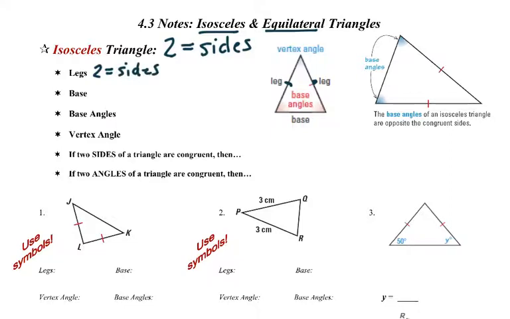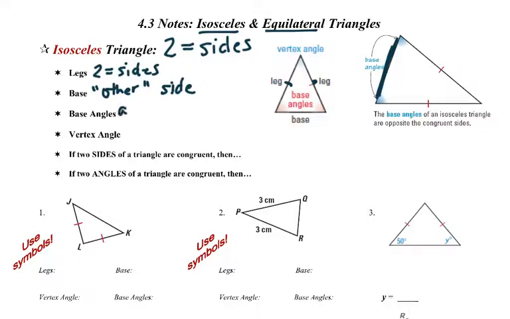The base is kind of what I call the other side. Seems like it would always be the bottom, but sometimes the triangle is turned. So here, like in this one, that's actually the base, right? And the other two equal sides are the legs.